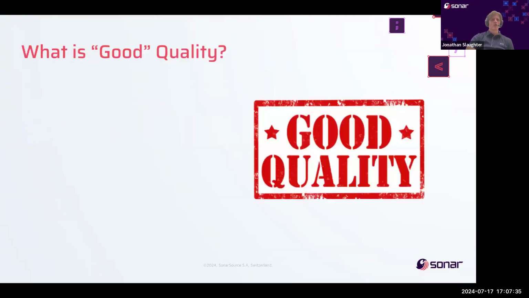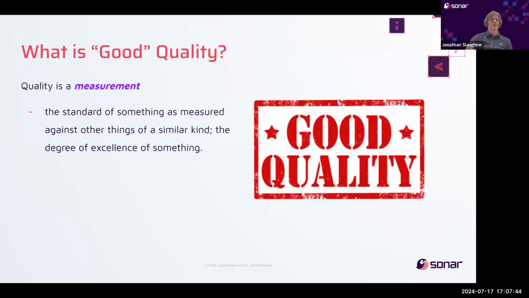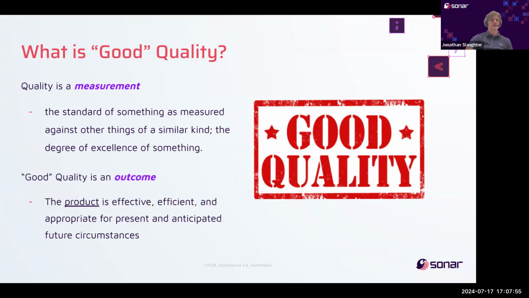So what is good quality? Good quality is actually an outcome, and we'll talk about this in a moment. But quality itself is just a measurement. When you think about the term quality, it's the standard of something as measured against other things of a similar kind, the degree of excellence of something. And then let's take a look at good quality as an outcome. This is a legal definition, and probably the best definition I've seen, and it really comes from your medical devices, pharmaceutical, life sciences background. The product is effective, efficient, and appropriate for present and anticipated future circumstances. So really, it operates as intended and it's fit for purpose.